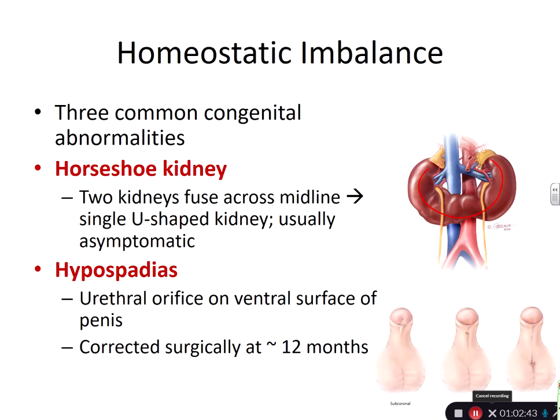Hypospadias. This is when the opening of the urethra is on the ventral surface of the penis. So you can see it can be found in different places. Here you can see it's on the ventral surface. It's still on the head of the penis, but it's just not right at the end. Here you can see it's more on the shaft of the penis. And here you can see, over here, it is basically between the penis and the scrotum.